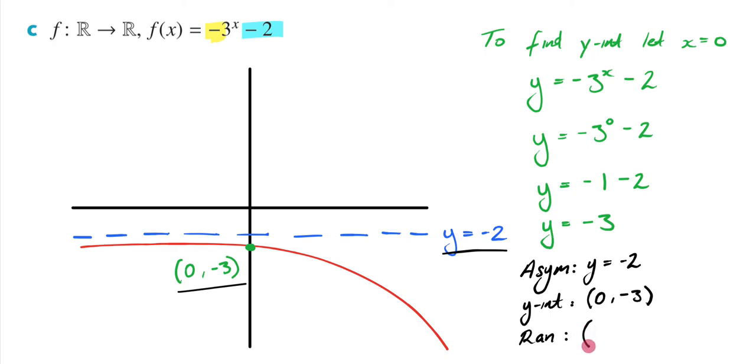Remember, with your range, you always list out the smallest number first. So in this case, as you can see, it's all my y values. So it's going to be -infinity. And then it's going to stop at -2, not including it, because remember, it is an asymptote.